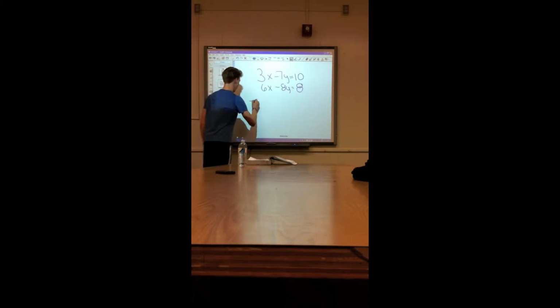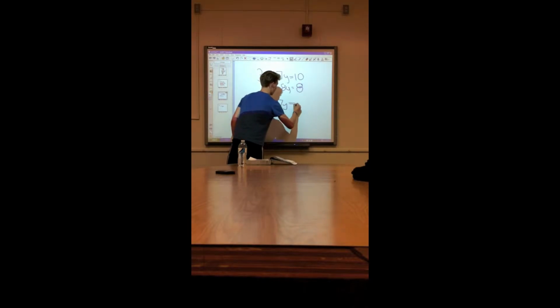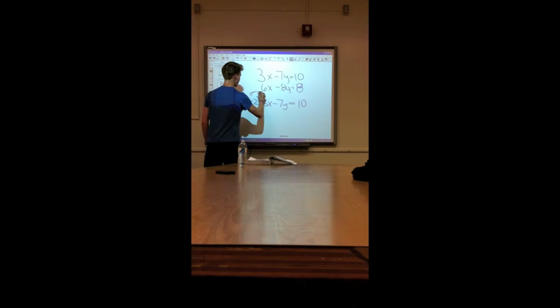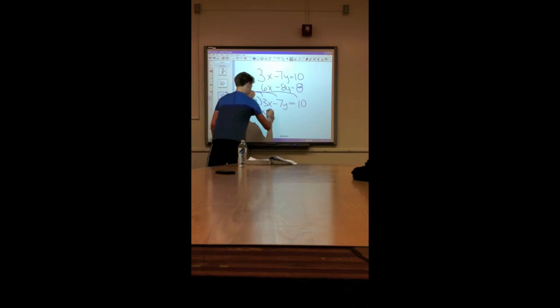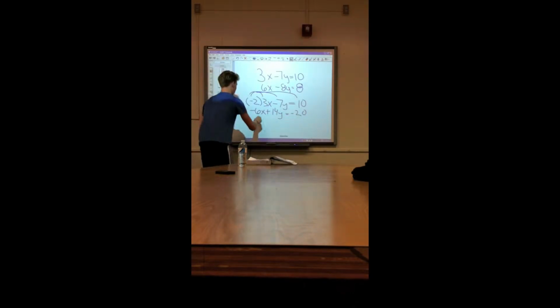So it's going to be negative 6x plus 14y equals negative 20, and that is under over.